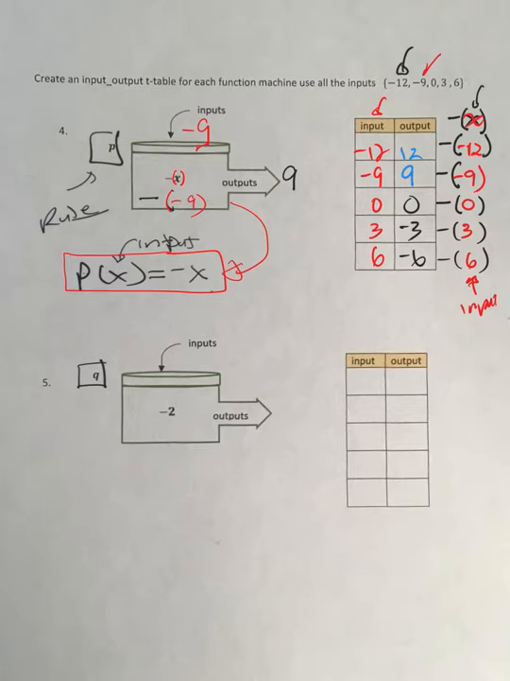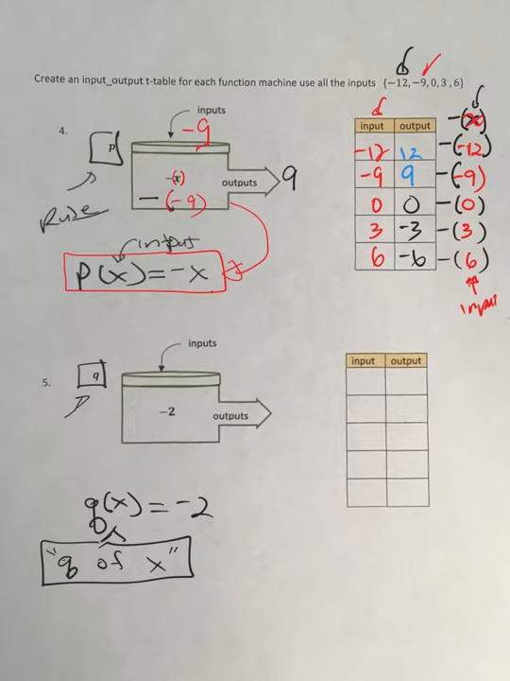This machine is a different kind of machine. So this is a Q machine. So we could write the Q machine of, so Q of x is how you read that, is equal to -2. Right? So this is how you read this. Q of x. So you don't read it Q times x. So it doesn't mean multiply. It's a different style of notation. It's what we call function notation.